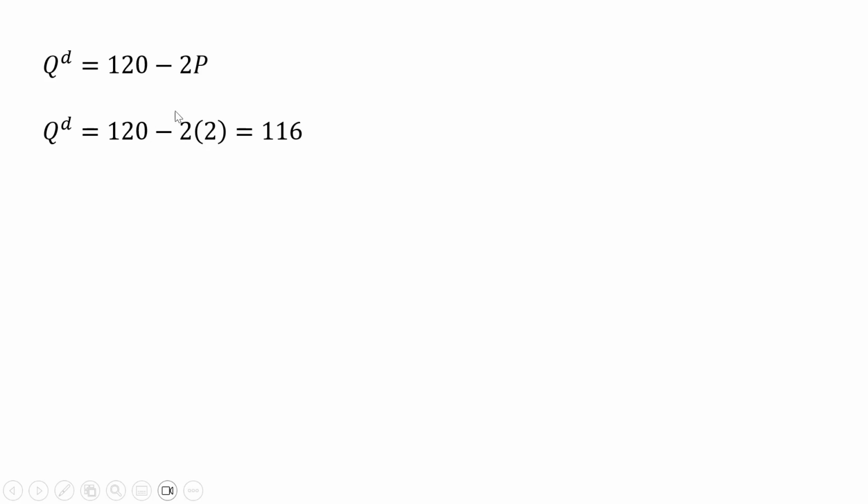And we'll take that $2, plug it into the market demand, and we get a quantity of 116. So to recap, as the number of firms in this competitive market goes to infinity, the price will go to $2 and the equilibrium quantity will go to 116.